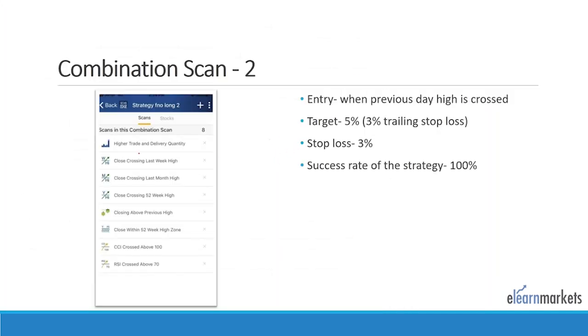Okay. Combination scan 2: high delivery and quantity, close crossing last week high, close crossing last month high, close crossing 52-week high, closing above previous high, close within 52-week high zone, CCI crossed above 100, RSI crossed above 70. These are the various parameters I've added. You can add up to 10 parameters in our app.